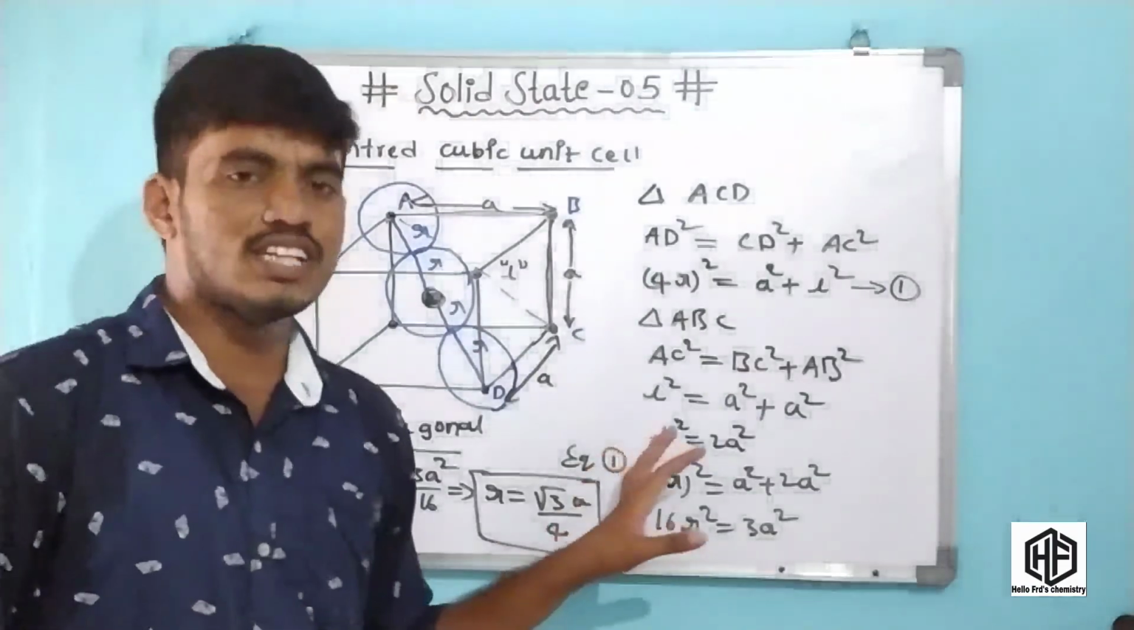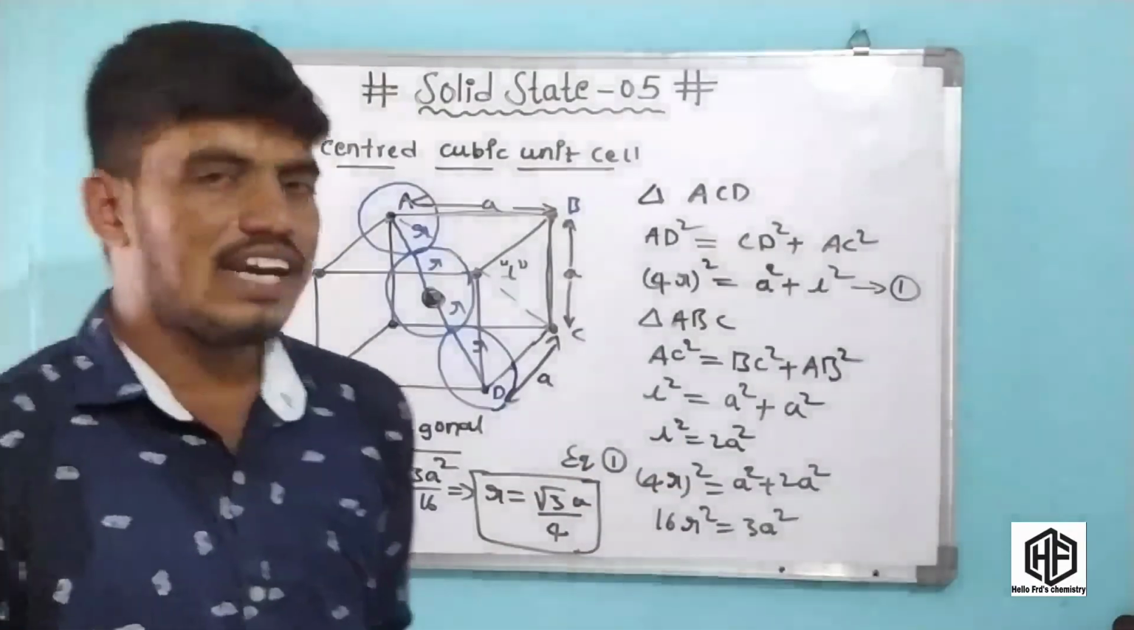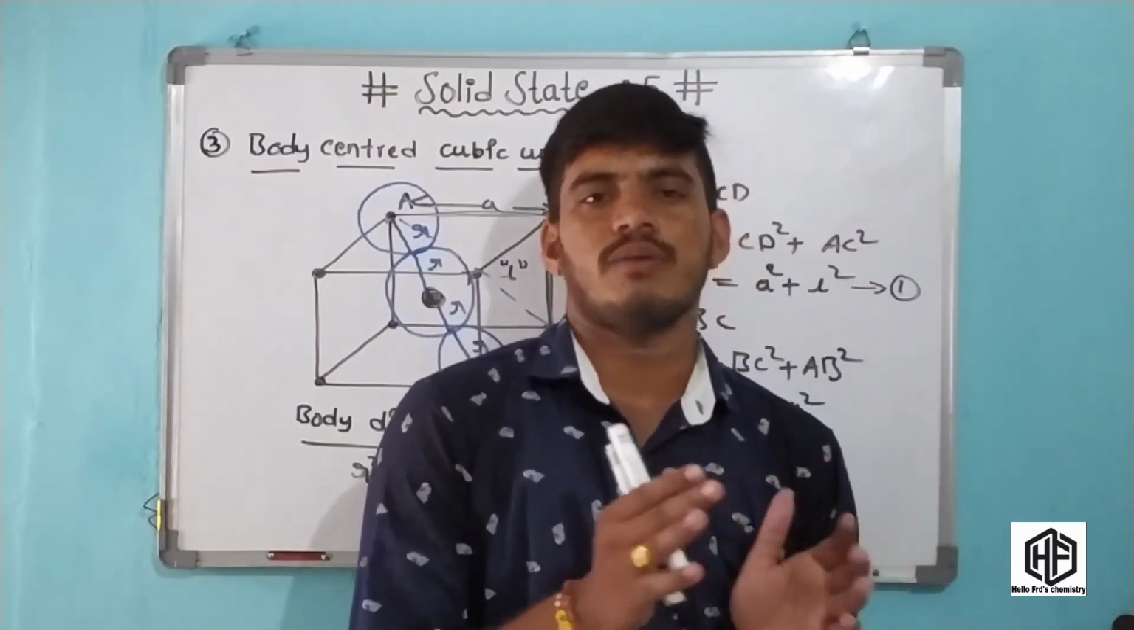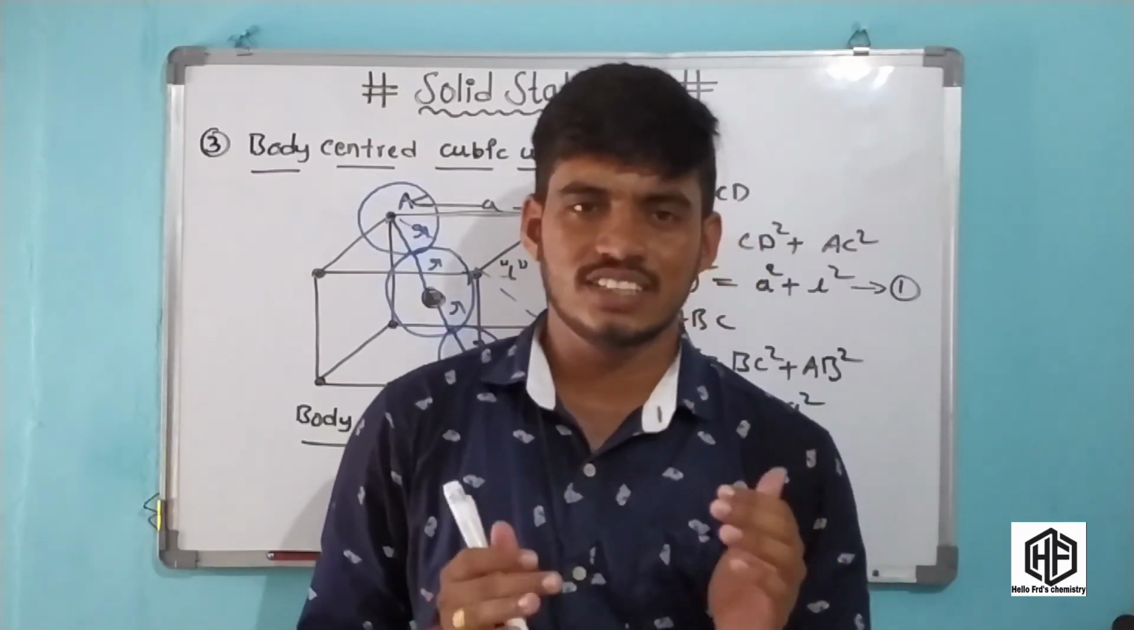Okay friends, this is the concept of the relation between the edge length of the unit cell and the radius of the atom in different kinds of crystal systems.